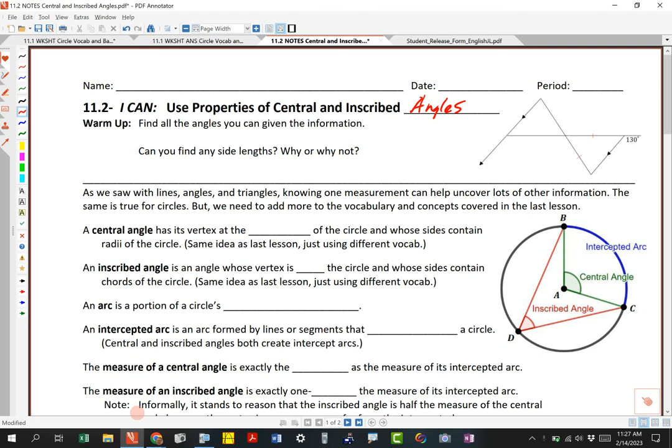Take a look. Okay. Whoops, I need to take it off. Freeze. Okay, would you write the word angles there?